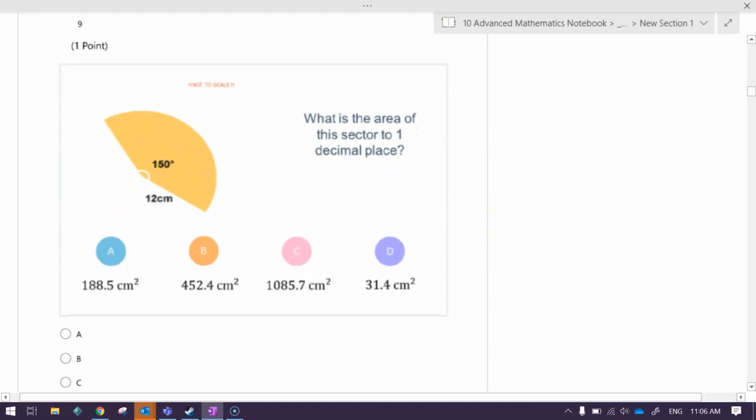What is the area of this sector to one decimal place? So the area of a sector, it's a fraction of a circle. So it's whatever angle is out of 360. That's how I measure the fraction. Area of a circle is pi r squared. So that's my rule for the area of a sector.